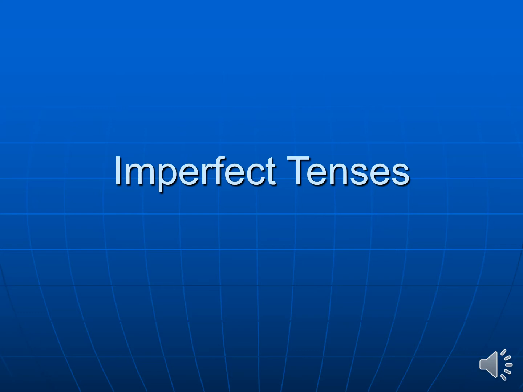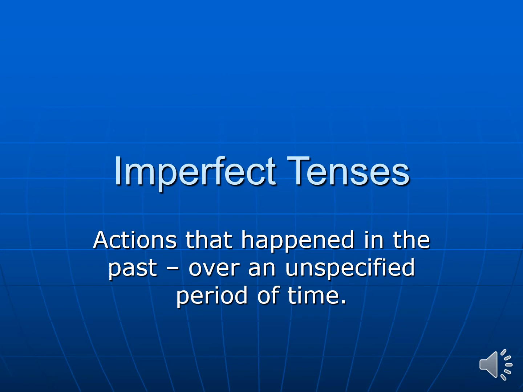So today we're going to learn how to use the imperfect tense of verbs, and you will find that it is by far the easiest tense that we have to learn. Actions that happened in the past, but over an unspecified period of time. So this tense deals with things that we used to do or things that we did in the past, but we don't necessarily tell you that we finished doing them or that they're already over with, but they're things that have happened and continue to happen often.